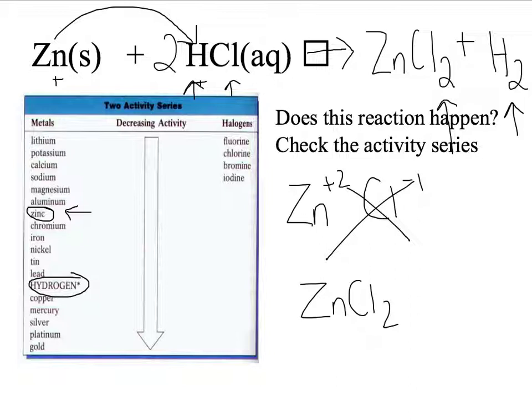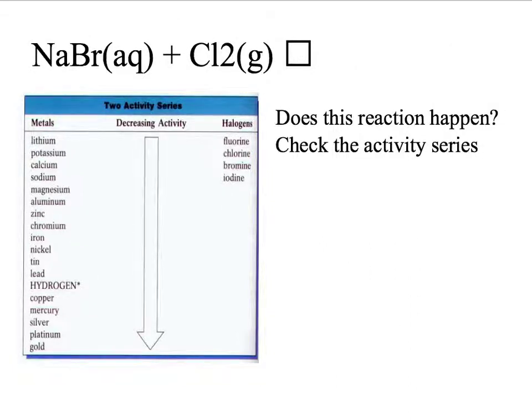All right, let's try another. So now we have sodium bromide plus Cl2. Sodium has a charge of +1, bromine is -1, and chlorine, if it was making a charge, would be -1. Because it's by itself, chlorine is going to replace bromine. That's what would happen, but we have to check the activity series first.